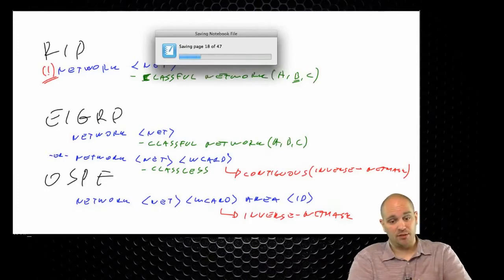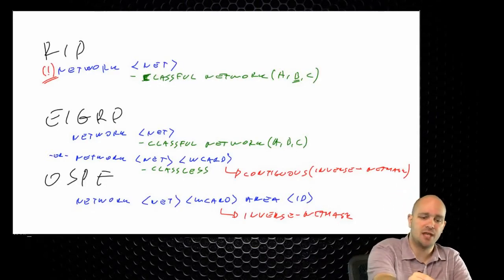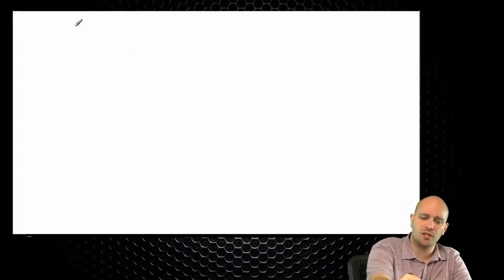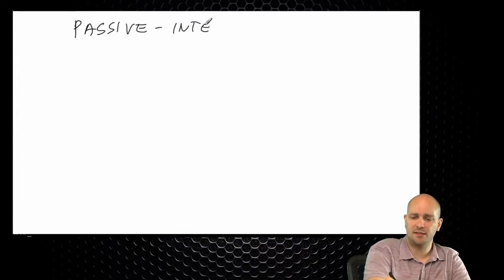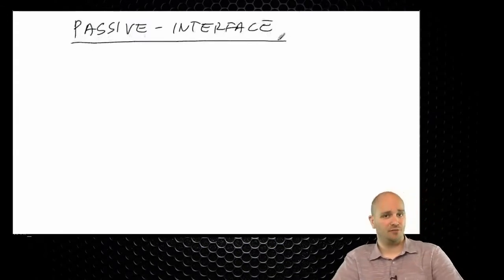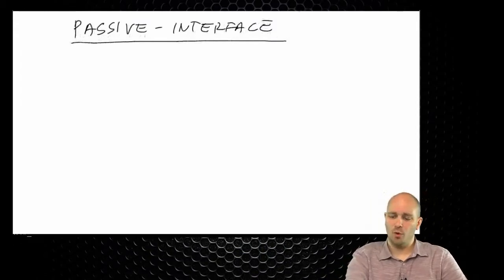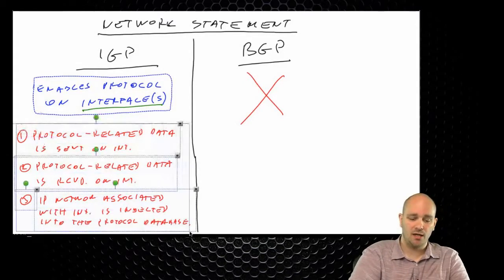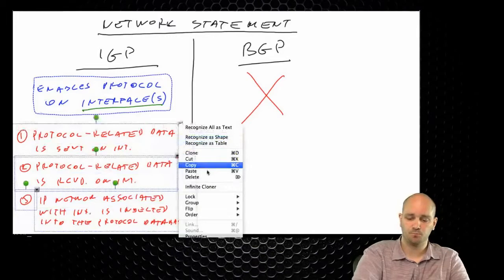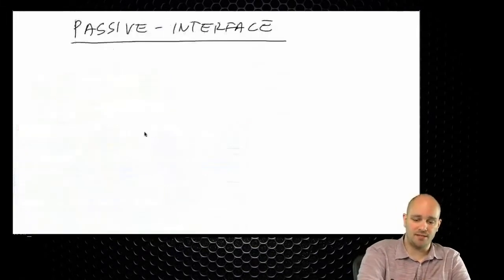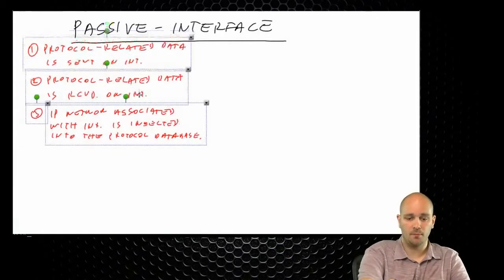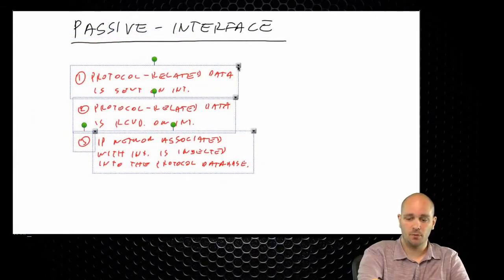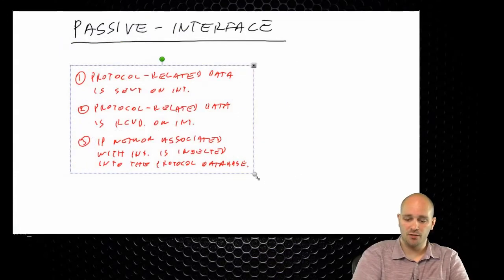Another thing that I want to talk about here when it comes to protocol independent features is a feature that is relatively often used, which is called passive interface. Now, just like with many things that I talked about today, there is somewhat of a misconception about what passive interface does. So let's go back to one of the previous examples, where I talked about what happens when you actually use a network statement on a particular interface. So let's paste this in here. This is what happens on an interface when you use the network statement.